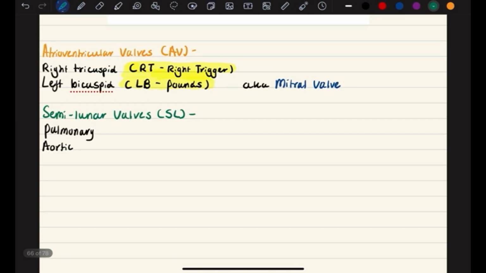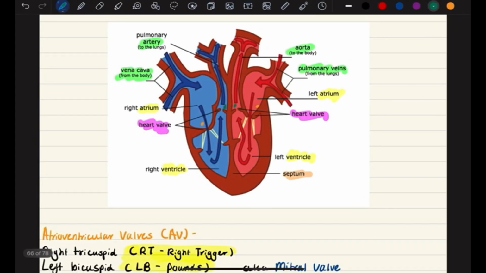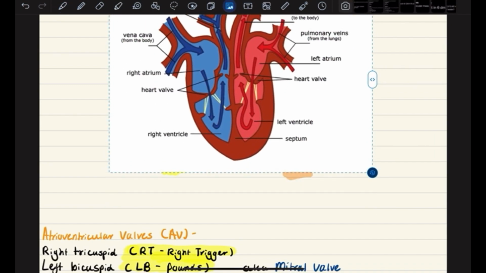Now, you just need to be able to name these as well. So for semilunar valves, I think it's quite easy. Your pulmonary valve on the right, your pulmonary valve is literally where you're going to go to the pulmonary artery, whereas your aortic valve is going to be where you're going, on the left side, into the aorta, yeah?